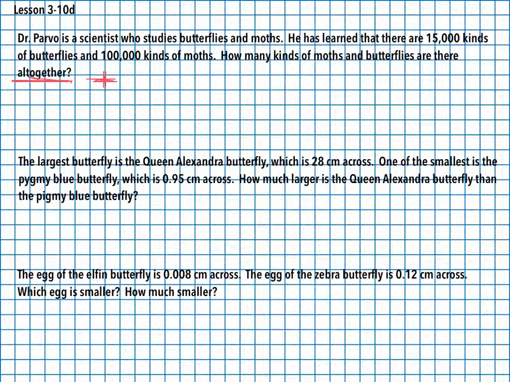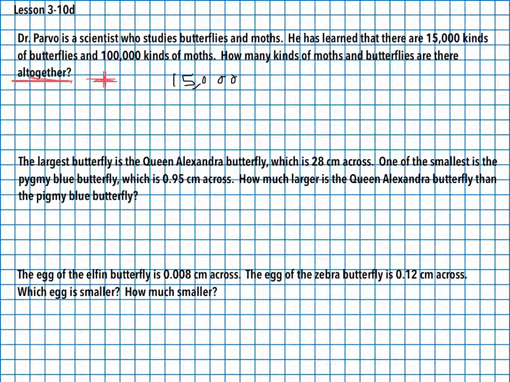Now, the question is, what are we going to put together here? We're going to put butterflies and moths together. Not technically, because butterflies' wings wouldn't fit well. But we're going to put the number of species of butterflies together with the number of species of moths. So we're going to look at 15,000 butterflies.